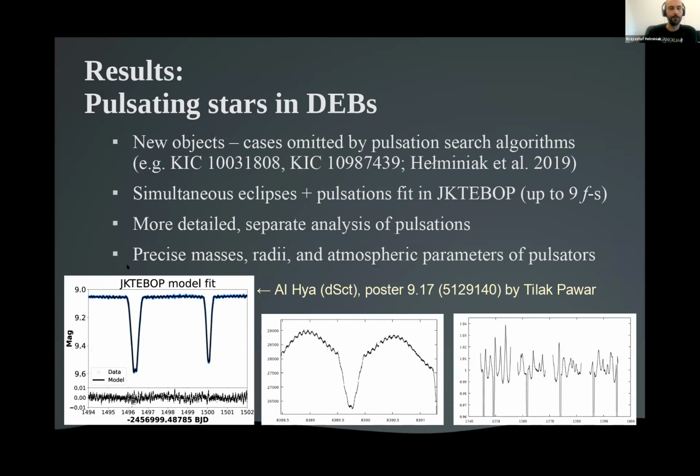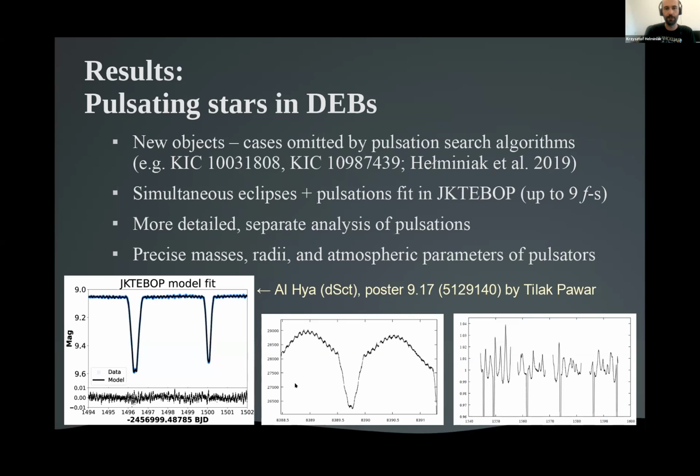Another topic that also connects to asteroseismology is the pulsating stars in detached eclipsing binaries. We focused on that because we found some cases in the Kepler field that were not found by the pulsation search algorithms, but we found them to be pulsators after we got the mass and radius and saw that, okay, they are in the delta Scuti, somewhere in the gamma Doradus, instability zone, and it turned out they both have gamma Doradus components. So we are now running a program on finding more such stars.